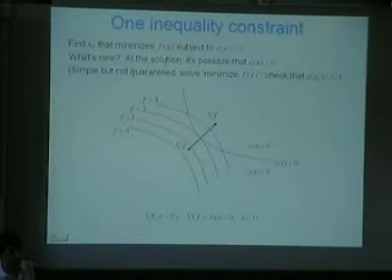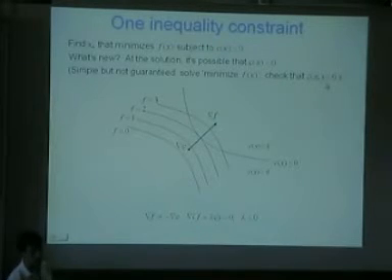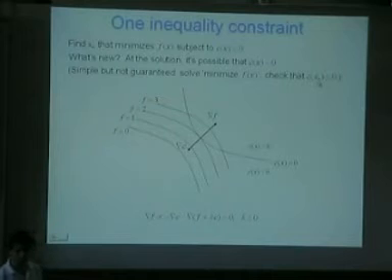So one sort of brain dead but not guaranteed way to proceed here is just to blindly minimize this function, and then check that at the solution, the constraint is satisfied. And actually, that's quite a useful trick. But obviously, if it doesn't work, we have to work a little bit harder.